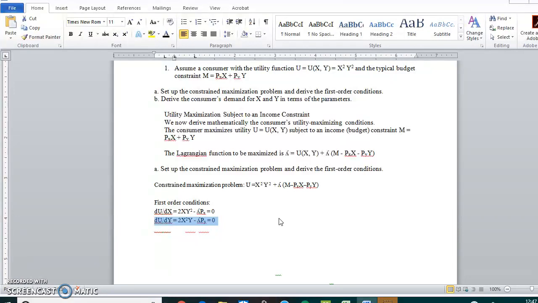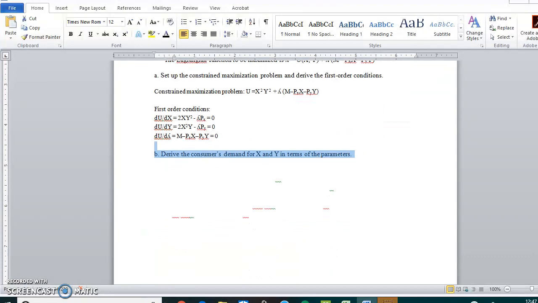So now we're substituting y into our derivative. And then finally, we substitute the Lagrangian symbol right there. Everything else is pretty much the same. So then here, the next thing we do is we derive the consumer's demand for x and y in terms of the parameters.